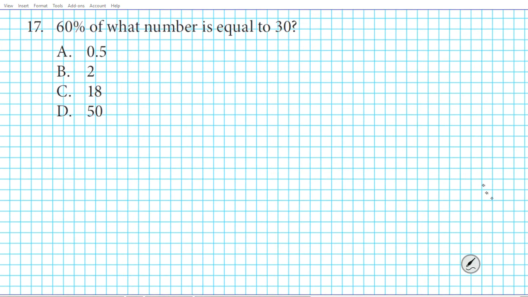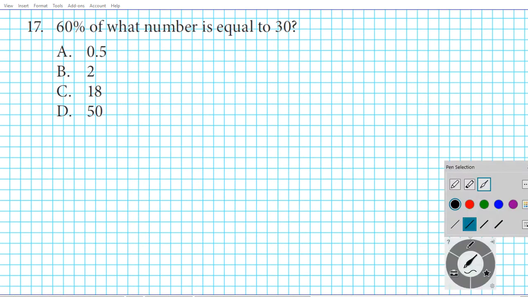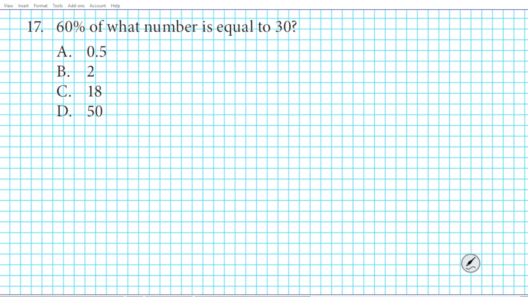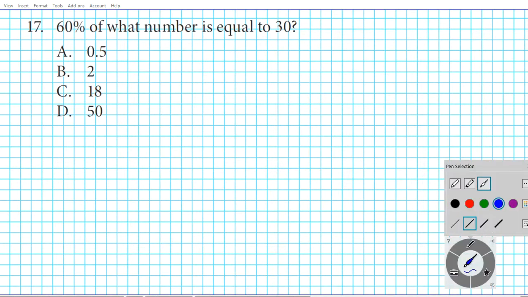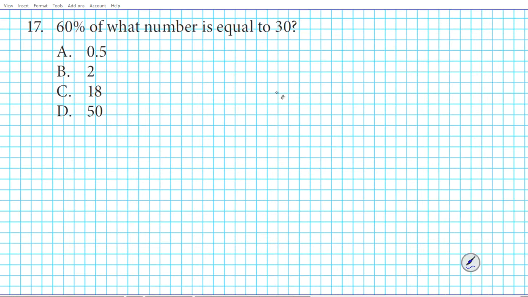Now let's take a look at problem 17. The question is 60% of what number is equal to 30? So in this situation, we're going to translate this statement from word form into a mathematical equation, into a solvable algebraic equation. So what is it that you want to keep in mind concerning translating problems from word to symbolic format?